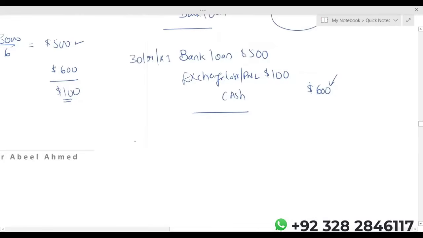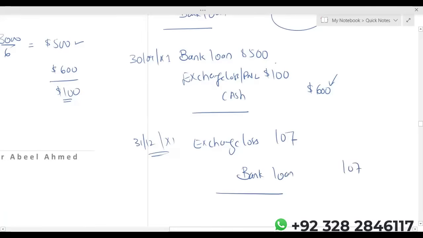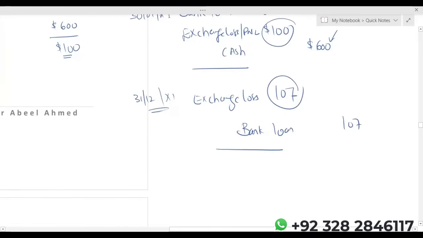It means that on 31st December X1, the exchange loss will be debited by 107 and the bank loan will be credited. So the total loss is 100 plus 107, because they've asked us for the total exchange loss. So the total exchange loss is 207. I hope it is clear to everyone.